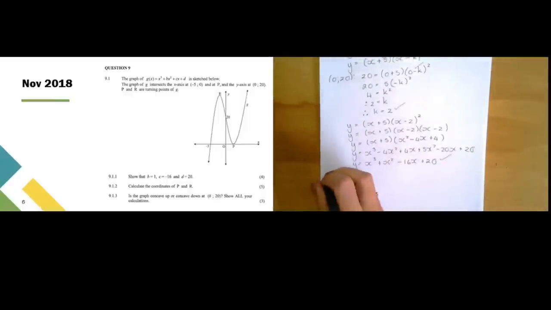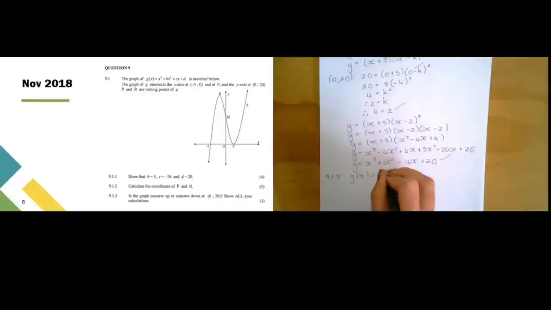Question 9.1.2. They ask me to calculate the coordinates of P and R. Why are they asking P and R? They are my turning points. Grade 12s, if you were struggling to get this, remember they've told you in question 9.1.1 that b is 1, c is -16, and d is 20, so please use that. So we now know g(x) is x to the power of 3 plus x squared minus 16x plus 20.